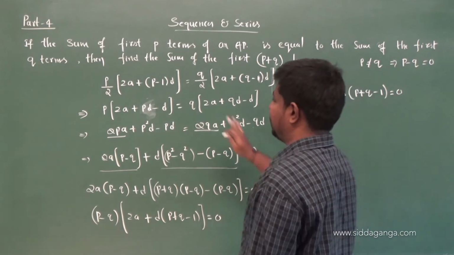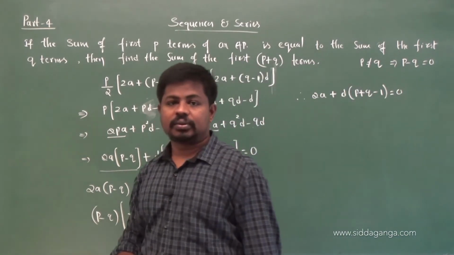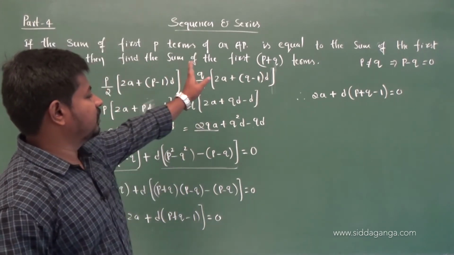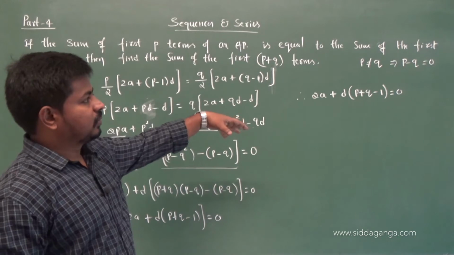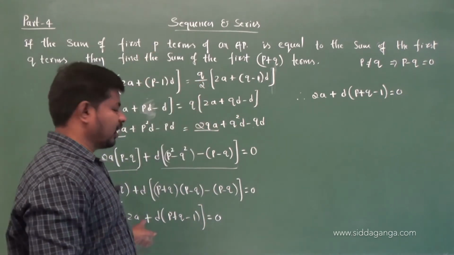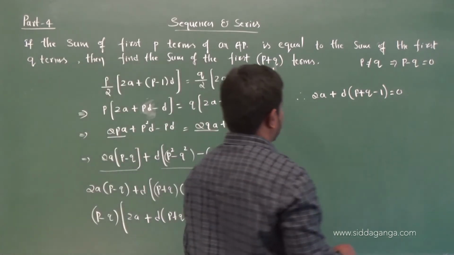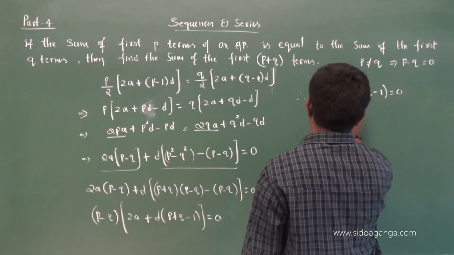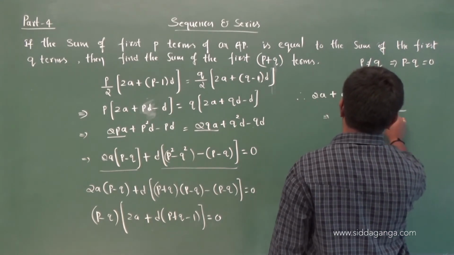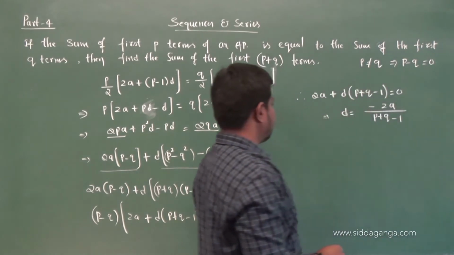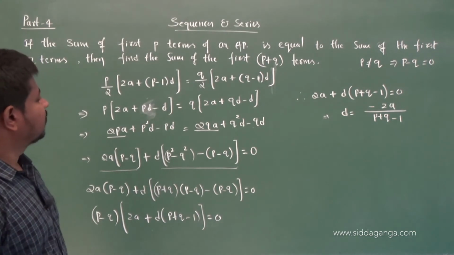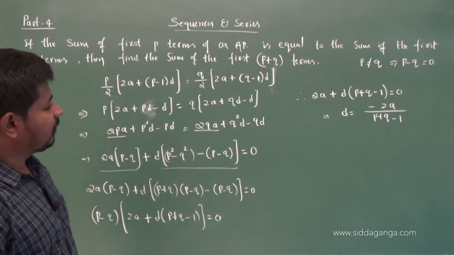You mean we are finding for a different P and Q. So, this is understood. Here they have given the sum of first P terms is equal to the sum of Q terms, so it is understood that P and Q are different, not the same. So, P minus Q can never be equal to 0. Now, from this you get D is equal to minus 2A divided by P plus Q minus 1. Okay, anyway, we have got D. Now, what we have to find? We have to find the sum of the first P plus Q terms.